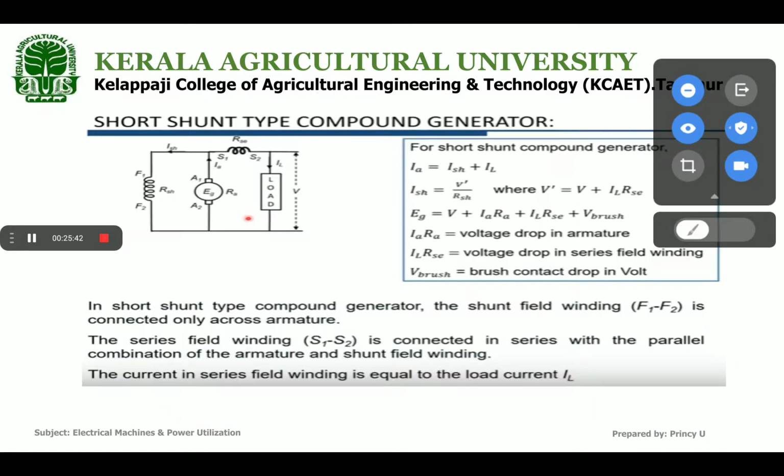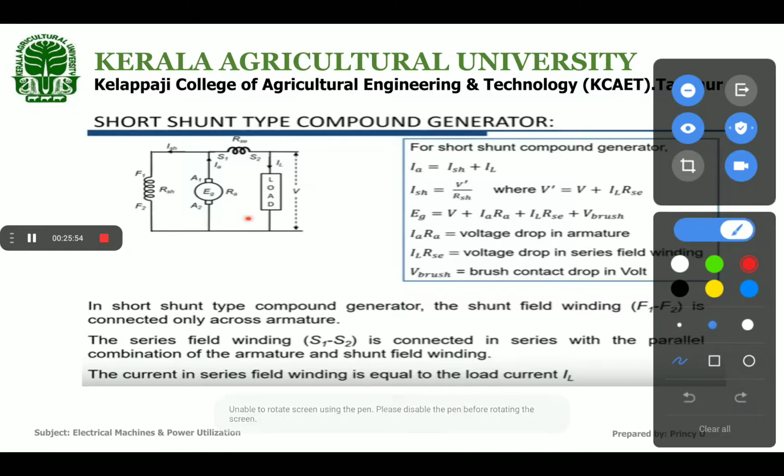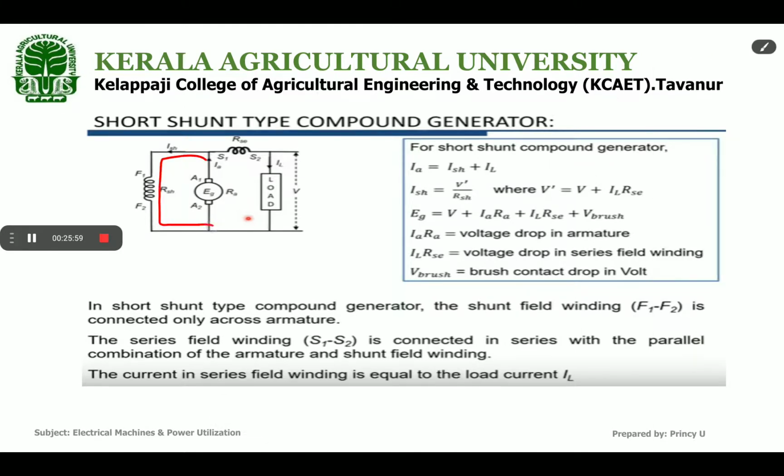Then next one is the compound generator, in which the first one is the short shunt type compound generator. Here you can see the shunt field winding is connected in parallel with the armature alone, and the series field winding is connected like this. In the short shunt type compound generator, the shunt field winding F1, F2 is connected only across the armature, and the series field winding is connected in series with the parallel combination of the armature and shunt field winding.